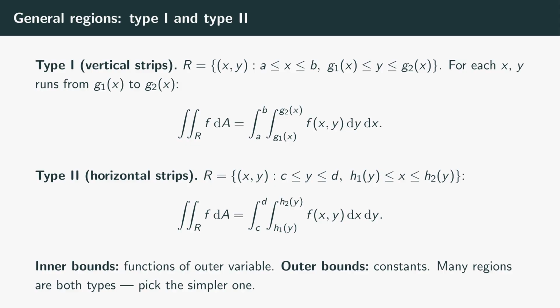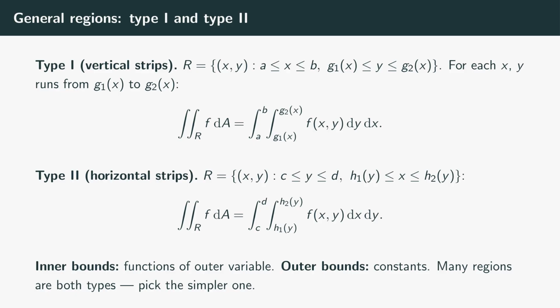Most regions of interest aren't rectangles. They're triangles, disks, regions between curves, exotic shapes. To integrate over these, we describe the region in one of two standard forms. Type 1, also called vertical strips: for each x in some interval from a to b, the variable y ranges between a lower boundary curve, g sub 1 of x, and an upper boundary curve, g sub 2 of x.